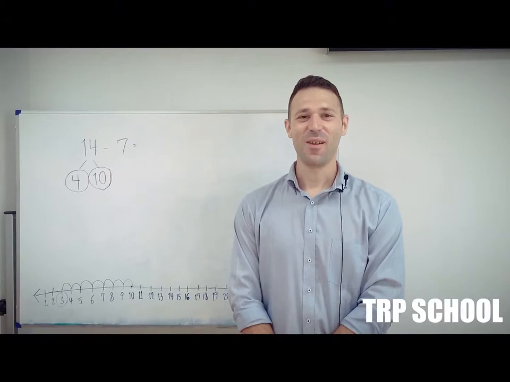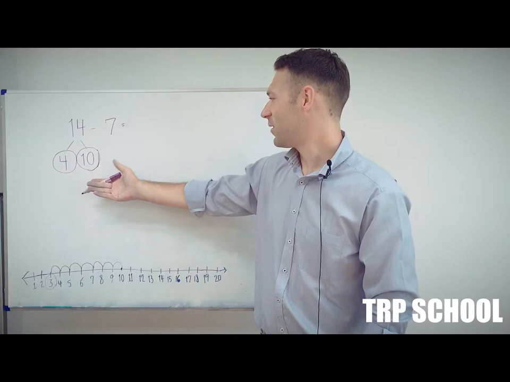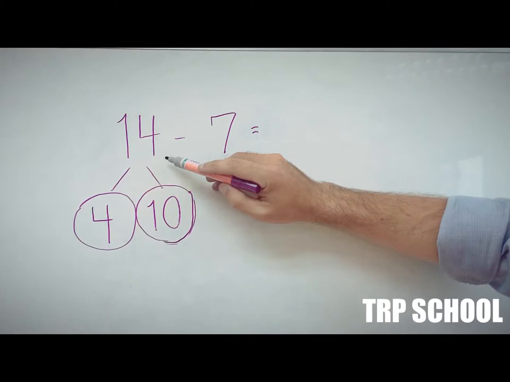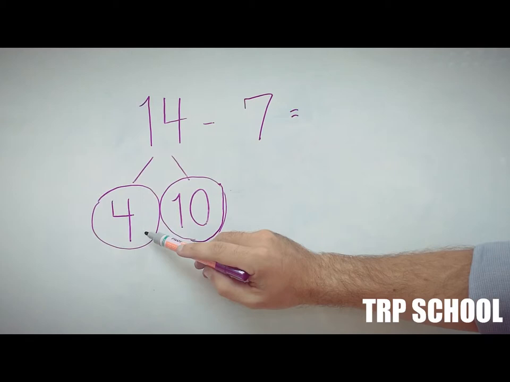Welcome back, everyone. Today, we're going to be looking at a different kind of problem, and this time, we're going to be using a number bond to help us take away a smaller number from a bigger number. All right? So our bigger number today is 14. A 14 is made of two numbers. It's made of a 4 in the ones place and a 10.